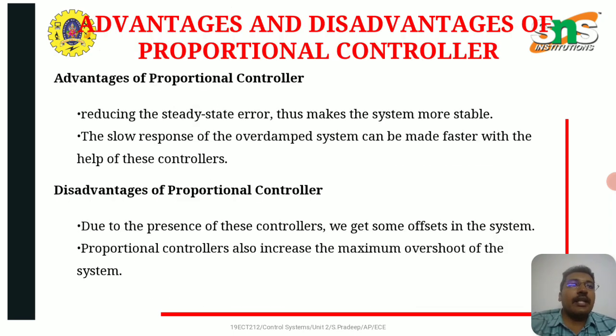The advantages and disadvantages of proportional controller. The advantage is reducing the steady state error, thus makes the system more stable. The slow response of the overdamped system can be made faster with the help of these controllers. The disadvantage is due to the presence of these controllers, we get some offset in the system. Proportional controller also increases the maximum overshoot of the system.